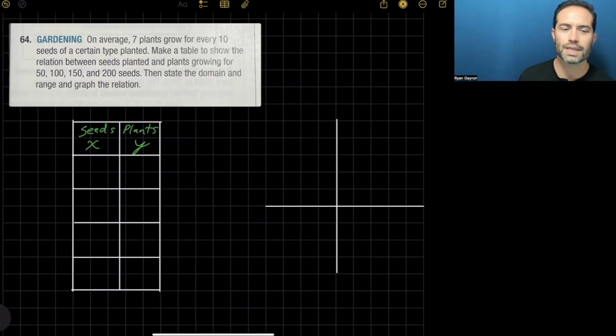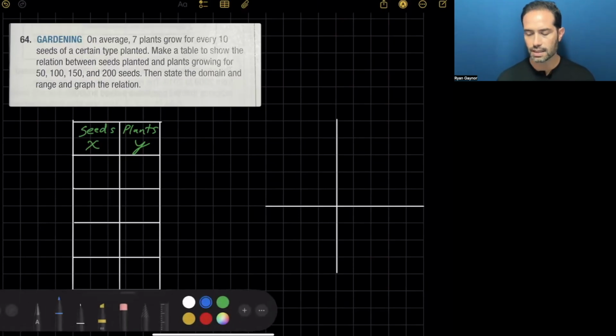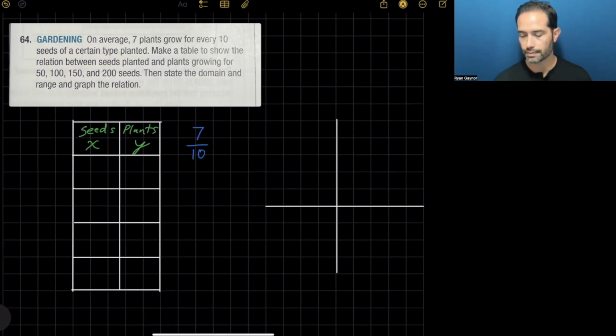Okay, so the first thing we need to break down is what does the 7 and the 10 mean? So let's talk about that. It says 7 plants grow for every 10 seeds. So that is actually called a slope, right? Or you can call it a constant of proportionality. It's the change in y divided by the change in x. So basically we would write it like this: 7 over 10.